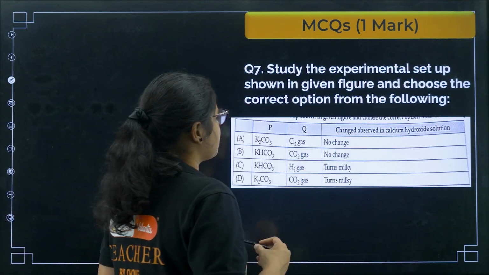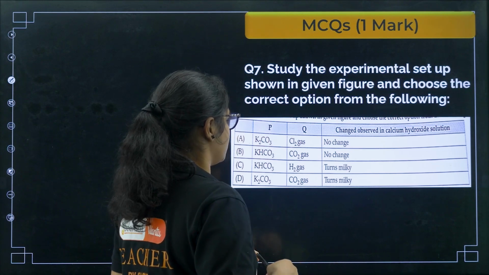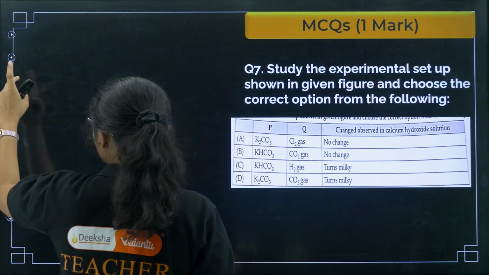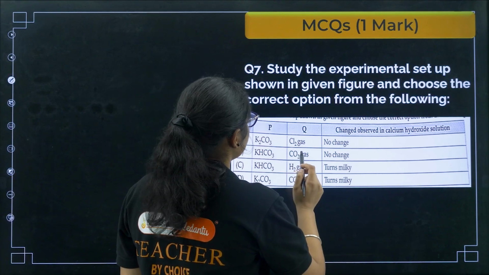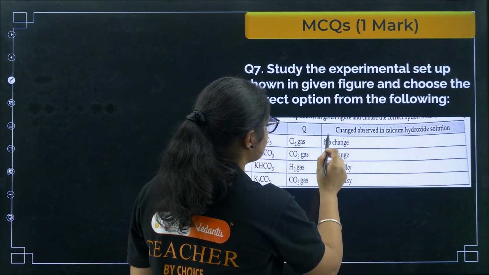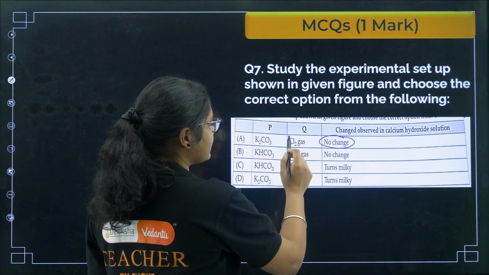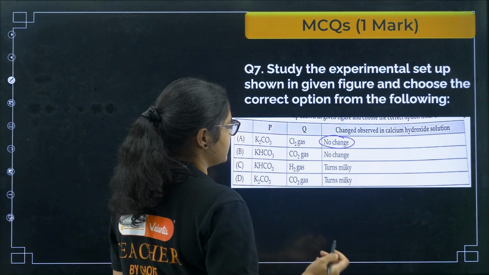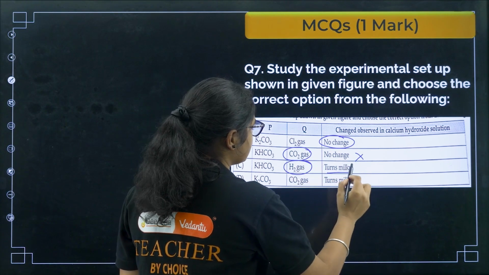Next, study the experimental setup shown in the given figure and choose the correct option from the following. Here K2CO3 is there, Cl2 gas is there, no change is there. Change observed in calcium hydroxide: you are taking this gas and putting it in calcium hydroxide solution. Carbon dioxide gas, no change, no. H2 gas turns milky, no.